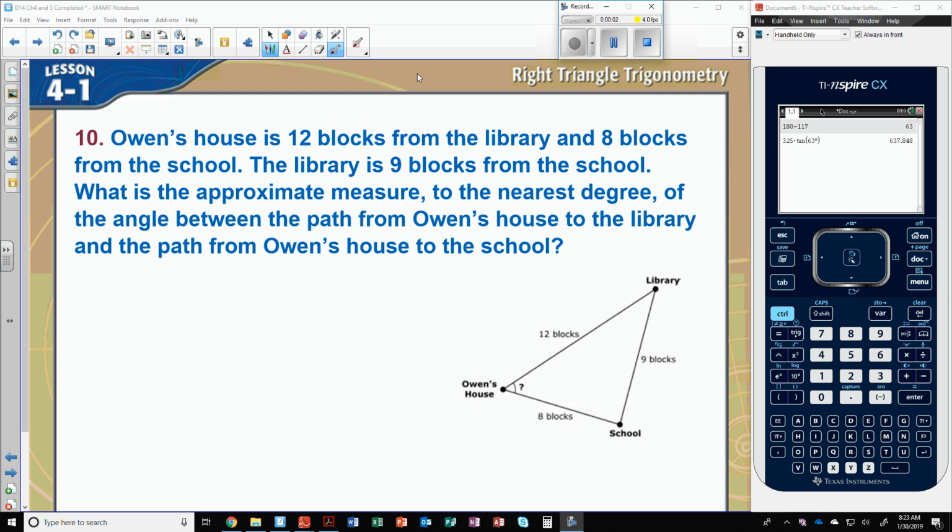Owen's house is 12 blocks from the library and 8 blocks from the school. The library is 9 blocks from the school. What is the approximate measure to the nearest degree of the angle between the path from Owen's house to the library and the path from Owen's house to the school, as shown in this diagram?